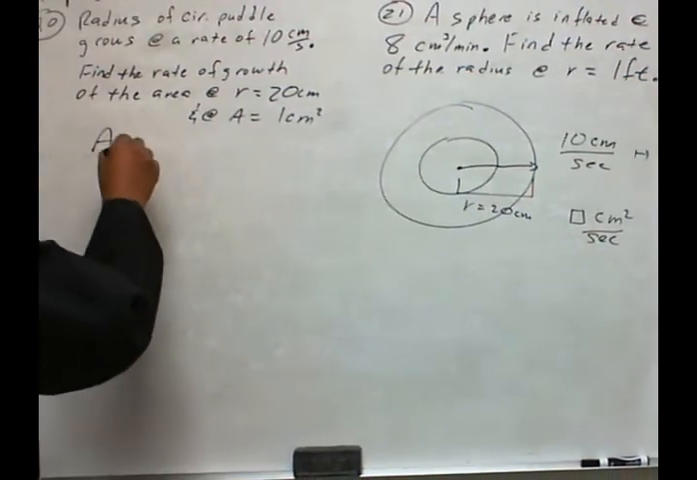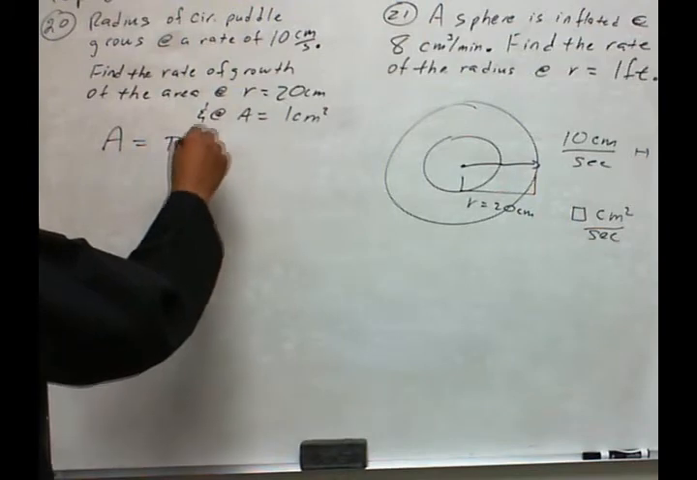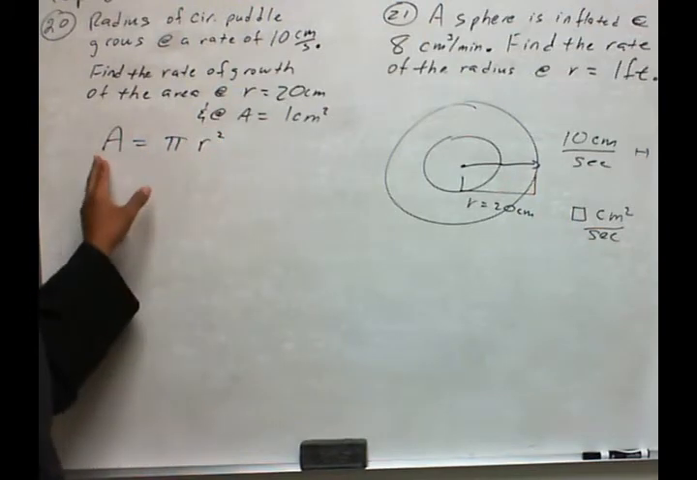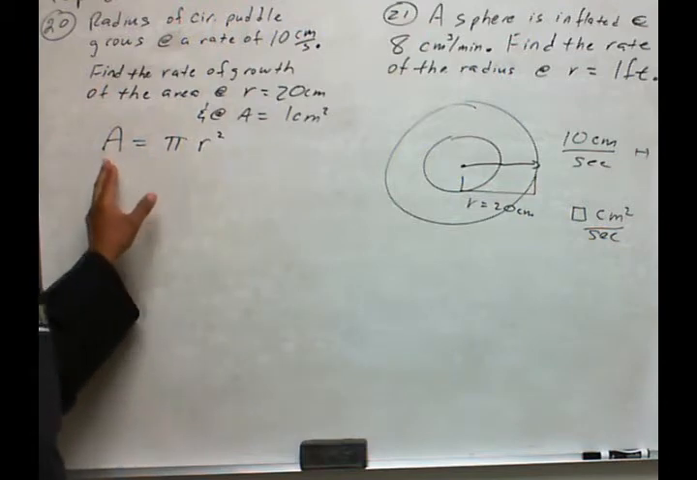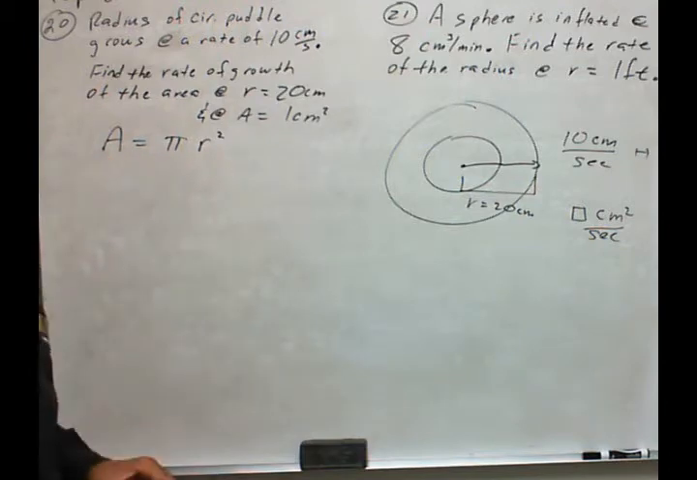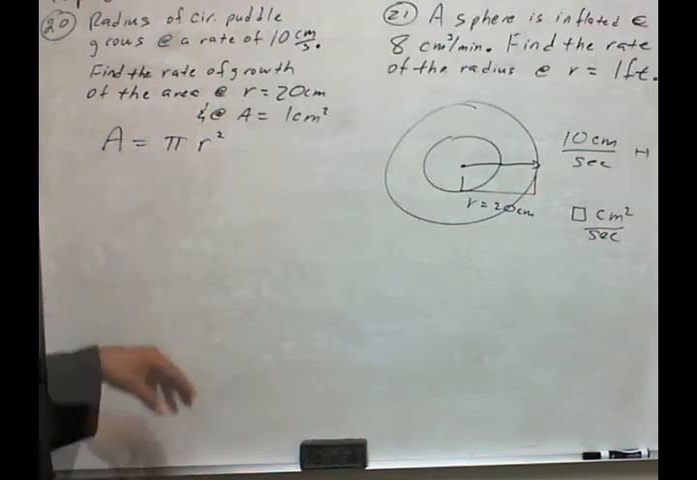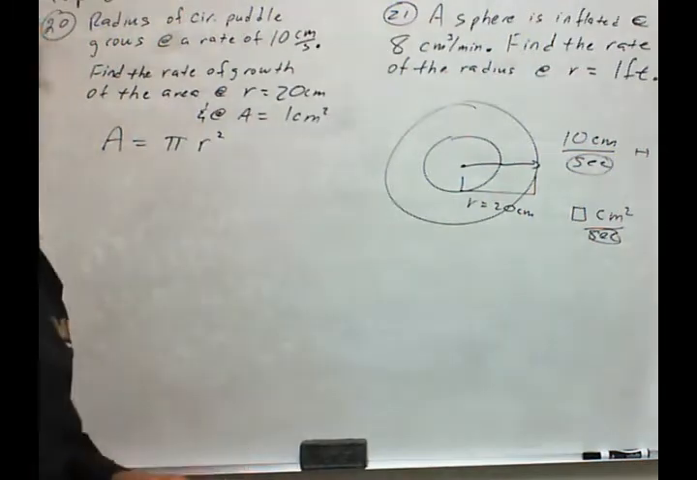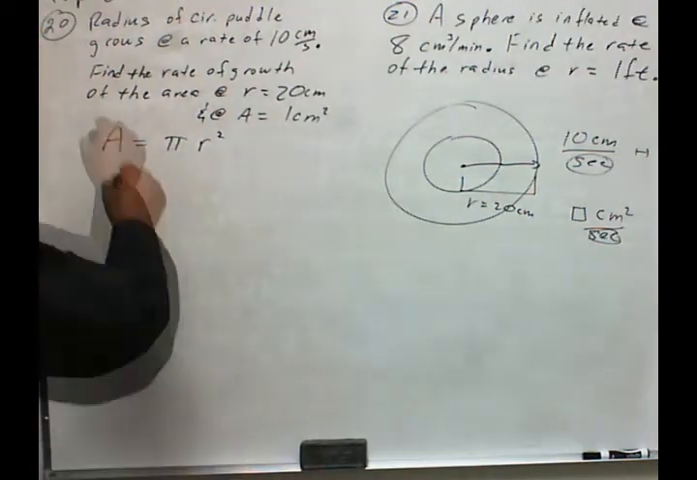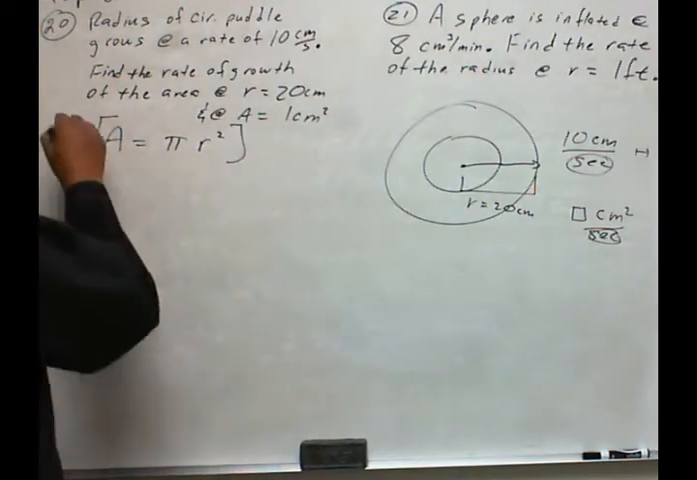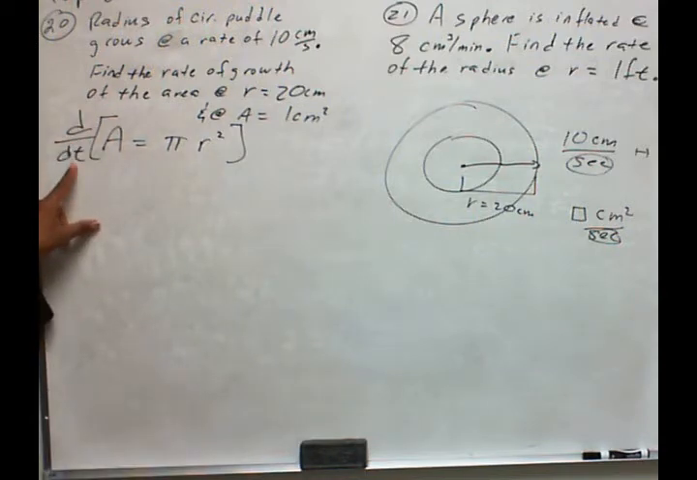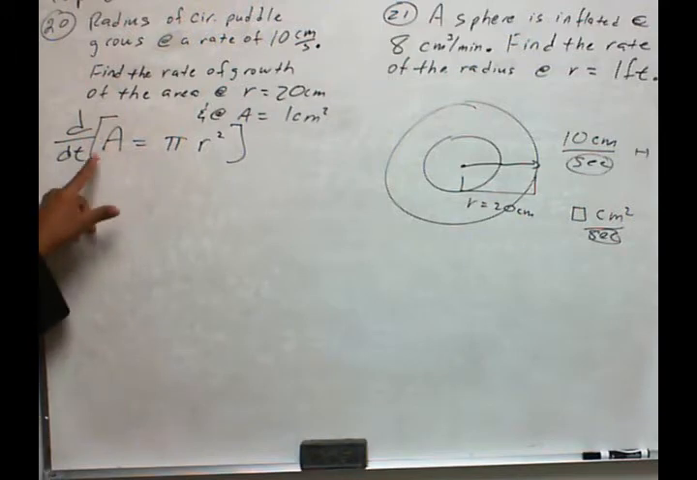Okay, so I need a formula that relates area and the radius. So I have the area formula for a circle, which relates the area and the radius: A equals pi r squared. Now, I want to take a derivative of this, and since everything's being measured in seconds, my derivative is going to be with respect to t, or time. So let's take a derivative of this with respect to time. So I'm taking a derivative with respect to time of A. A does not match t, so I have to use the chain rule. So the derivative of A is 1.